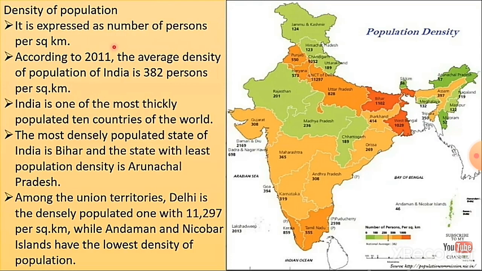India is one of the 10 most thickly populated countries of the world. The most densely populated state of India is Bihar, and the state with the least population density is Arunachal Pradesh. Among the union territories, Delhi is the most densely populated. Obviously, it is the most populated area in our country, so it is also densely populated, while Andaman and Nicobar Islands have the lowest density of population.